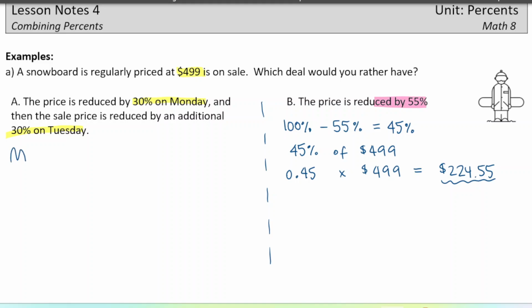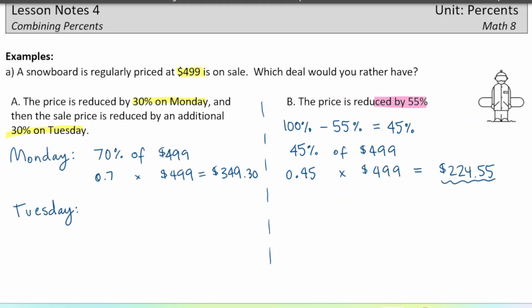So let's check the price on Monday first. So on Monday, price is reduced by 30%. So 100% minus 30% is 70%. So we're gonna pay 70% of $499. So 0.7 times $499. So on Monday, we'd end up paying $349.30.